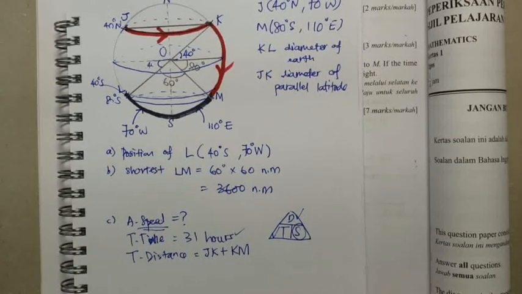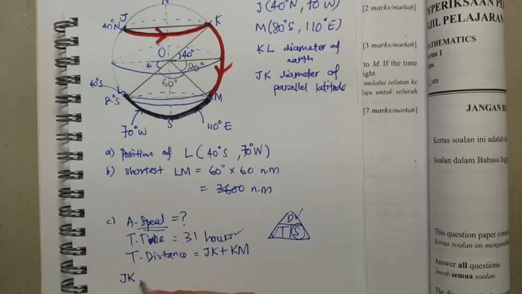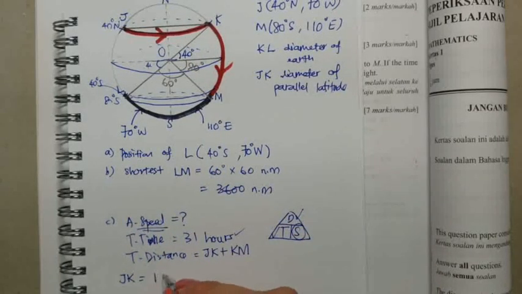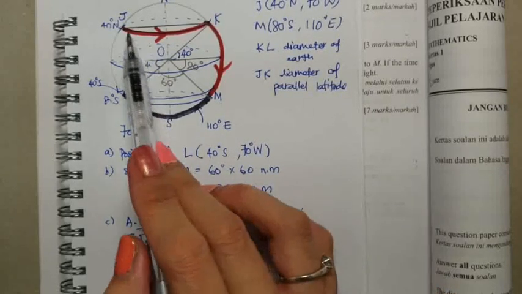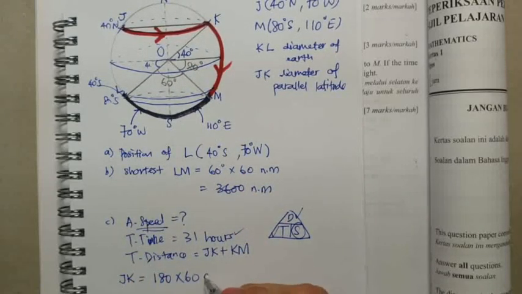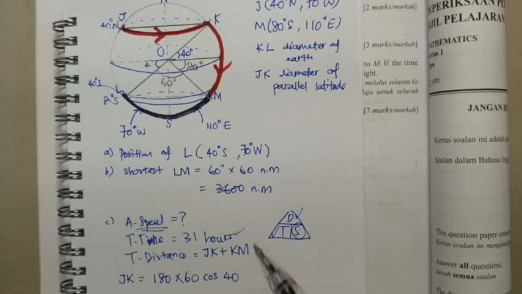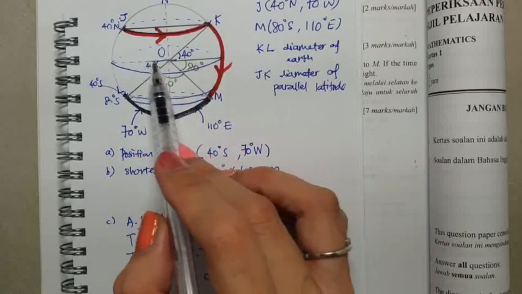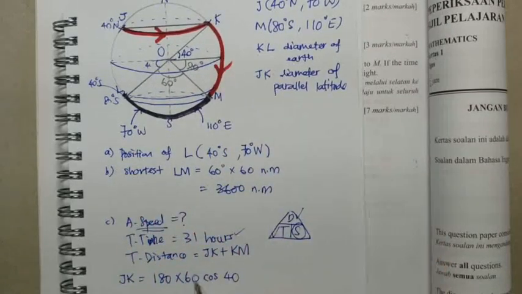So that you can see. Now, from J to K, it's actually 180 degrees apart. So we should take 180 times 60 nautical miles. But because it's not the great circle, it's much smaller than the great circle. So we have to multiply with the factor cos 40. Because they're at 40 degrees north, that is the factor that causes this to be shorter than the great circle. That's why 180 times 60 is still very small because of the position of 40 degrees north. So this is how we find the JK.